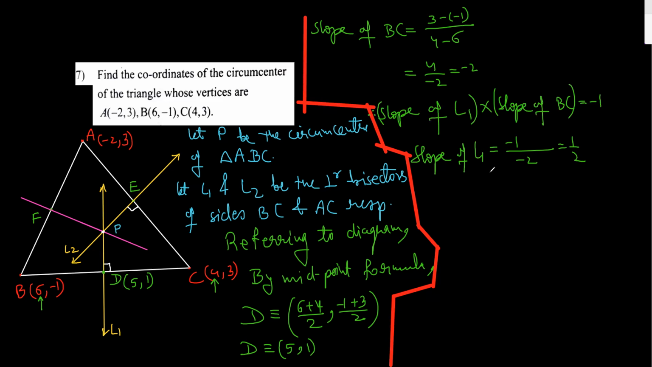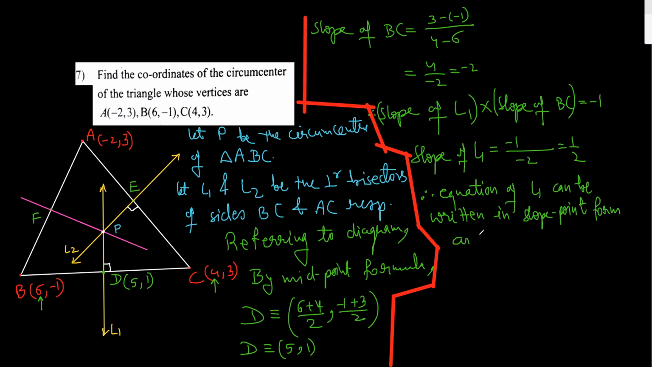Now what, students? You got the slope of L1. Now what you will do? You can write the equation of L1. Why? Because you have the slope of L1 which is m, and you have 1 point on L1 which is D. So you will write therefore, the equation of L1 can be written in slope point form as follows.